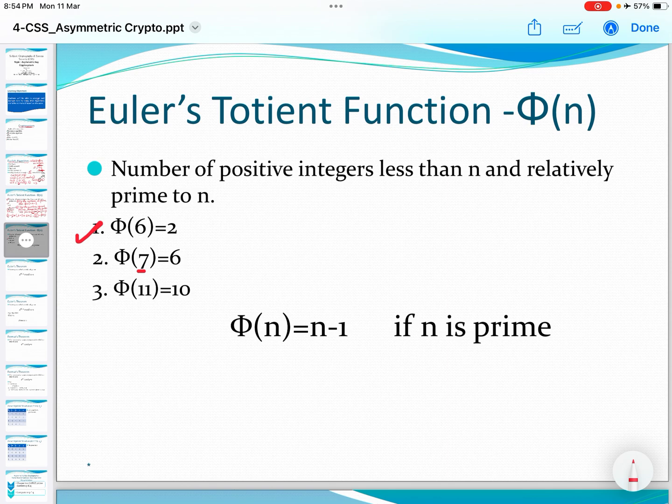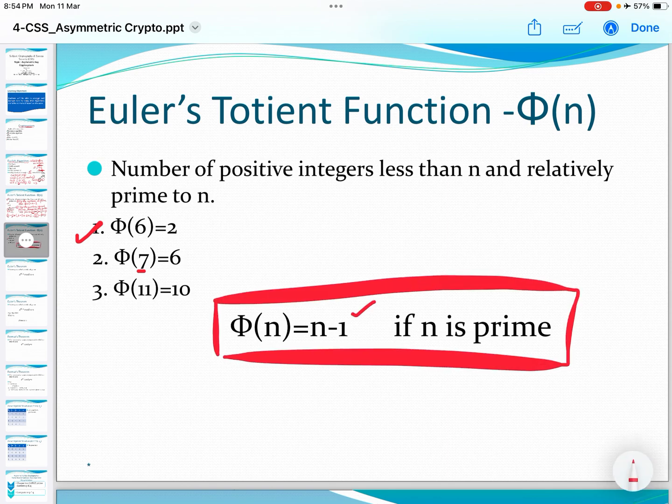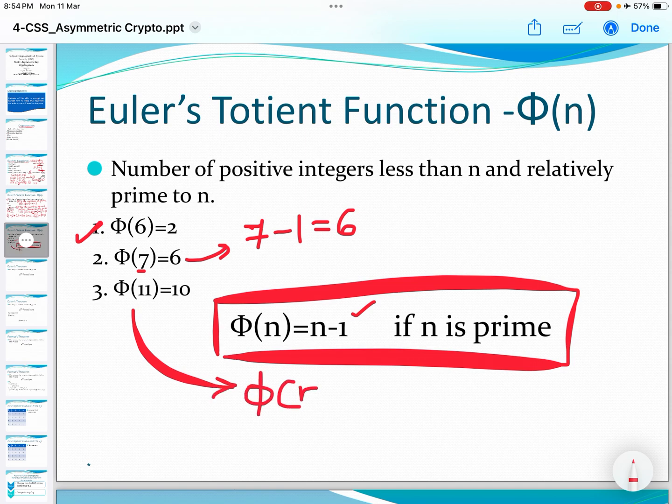So this 7, what is it? 7 is prime. So we use this formula of n minus 1. So we do 7 minus 1, that is 6. 11 is also a prime number, so you will do simply 11 minus 1. So the answer is 10.